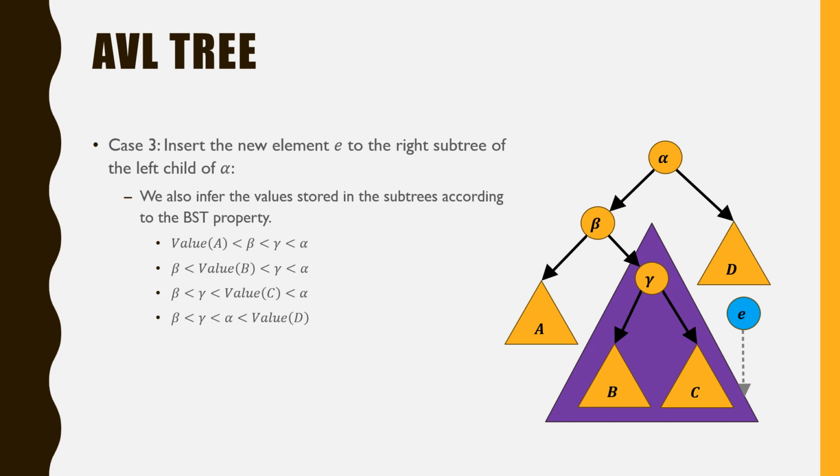Therefore, the elements in B are greater than beta, but smaller than alpha and gamma. Subtree C is in the right subtrees of beta and gamma, but also in the left subtree of alpha. Thus, the elements in C are greater than beta and gamma, but smaller than alpha. Finally, D is the rightmost subtree, so its elements are greater than all of alpha, beta, and gamma.